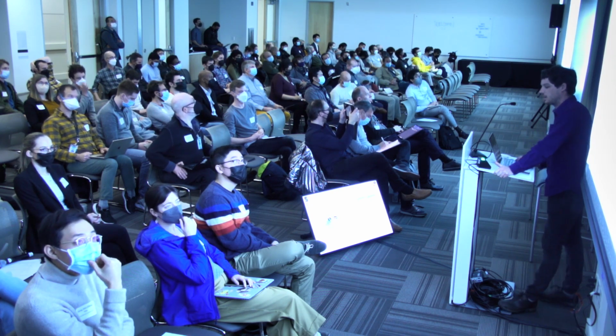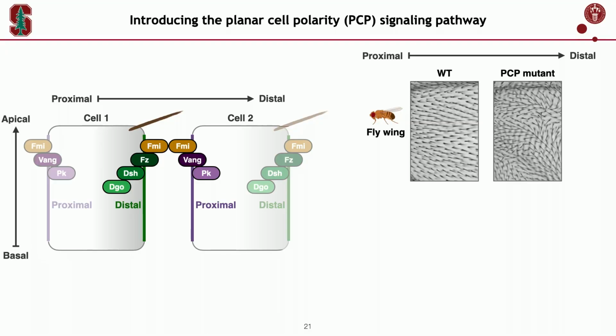Now, imagine you view the sheet of cells from the top, and you look down on fly wings. In fly wings, we see hairs all pointing distally, similar to the Pepsi cans I showed in the beginning. Also here, I'm showing in the cartoon on the left a hair coming out at the distal side, pointing distal. However, if we mutate any of the PCP proteins, we see swirls in the hair pattern, as shown here on the right.